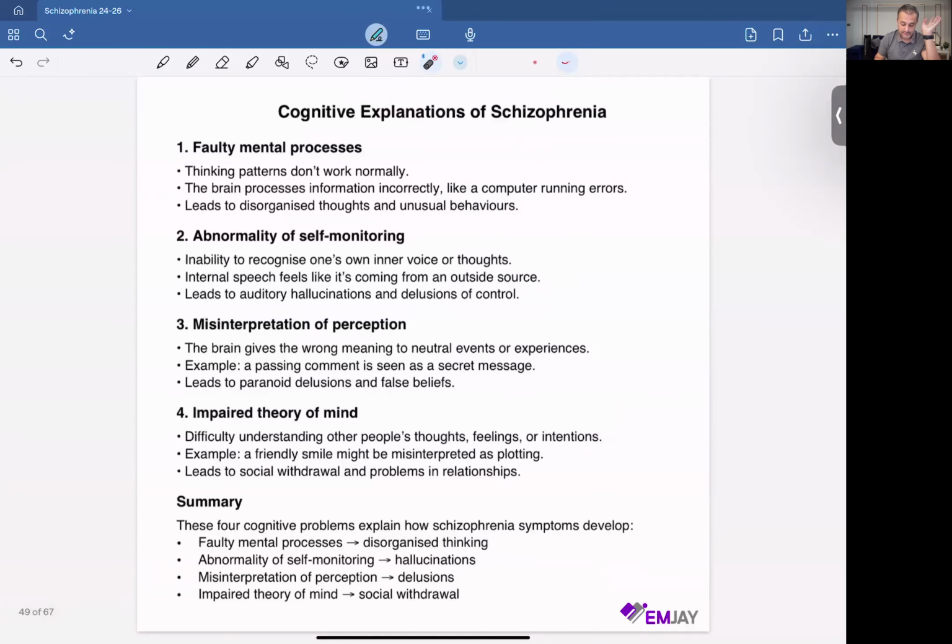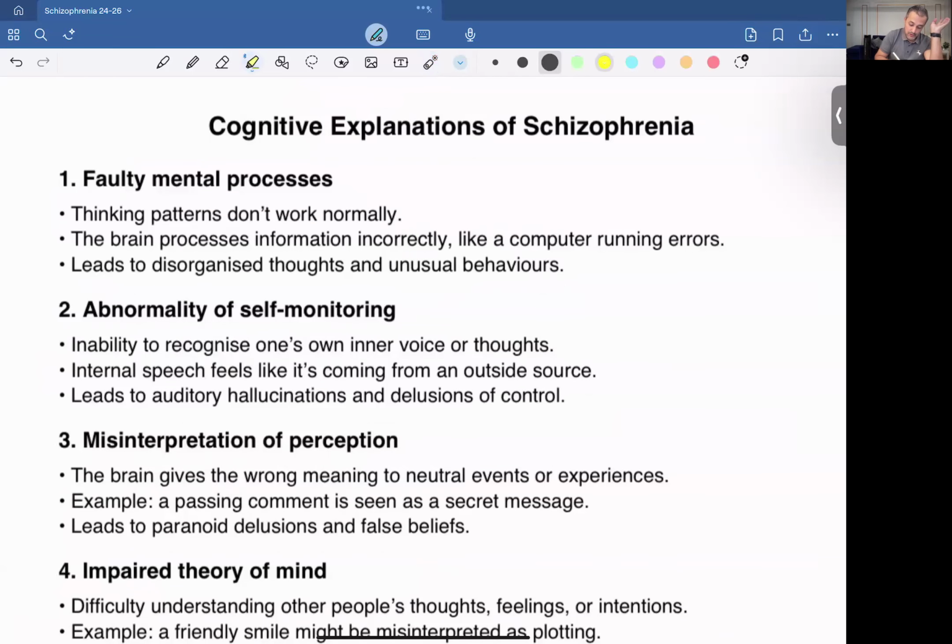Having said that, if I take this further, number one, faulty mental processes. When your thinking patterns don't work normally, the brain processes information incorrectly, like a computer running errors, which leads to disorganized thoughts, and consequently to unusual behaviors. Number two, abnormality of self-monitoring. The inability to recognize our own inner voice or thoughts, like our internal speech feels like it's coming from an outside source, which might lead to auditory hallucinations and, in some cases, delusions of control, alien control.